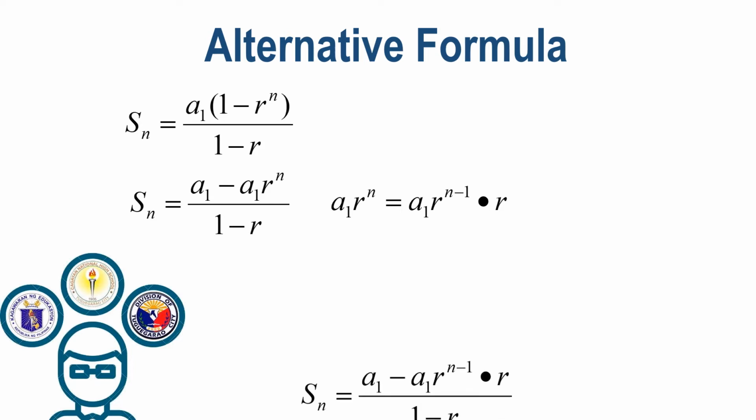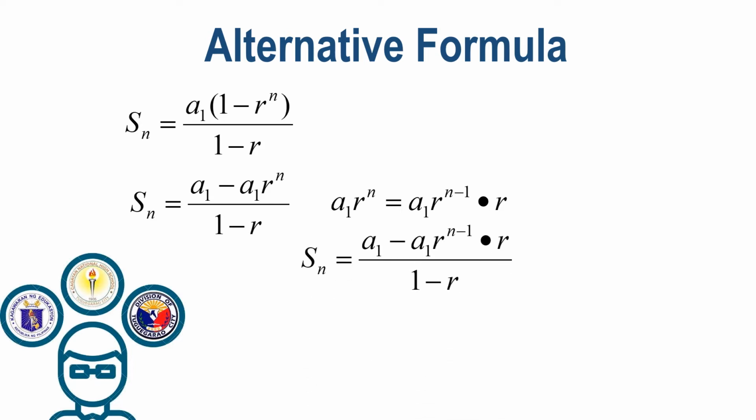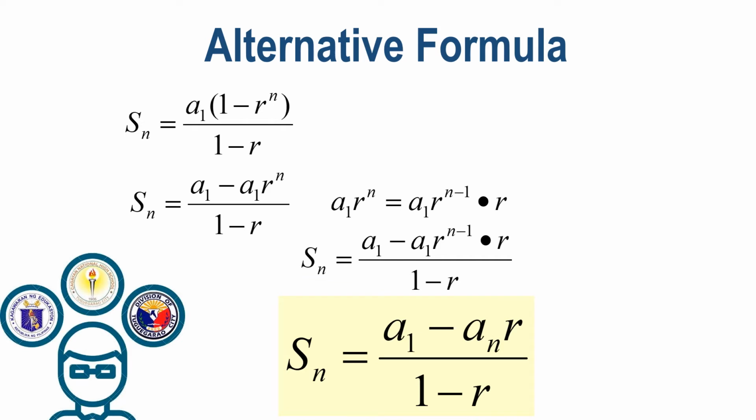So replacing a sub 1 r raised to n now with a sub 1 r raised to n minus 1 times r, we have S sub n is equal to a sub 1 minus a sub 1 r raised to n minus 1 times r all over 1 minus r. Now we know that a sub 1 r raised to n minus 1 is actually the last term of a geometric sequence. So replacing that with a sub n, we have S sub n is equal to a sub 1 minus a sub n r all over 1 minus r. Now notice that this alternative formula is used if and when the first term, the last term, and the common ratio are given.